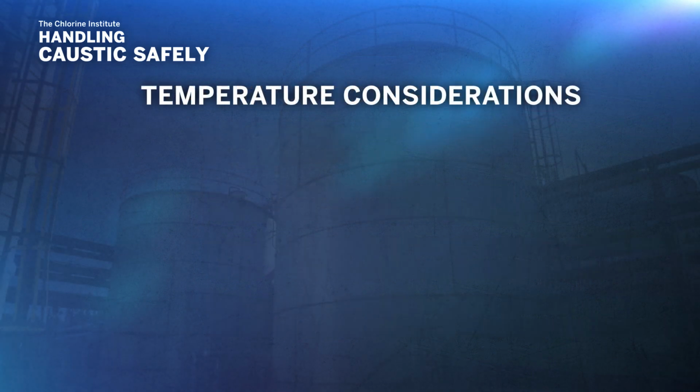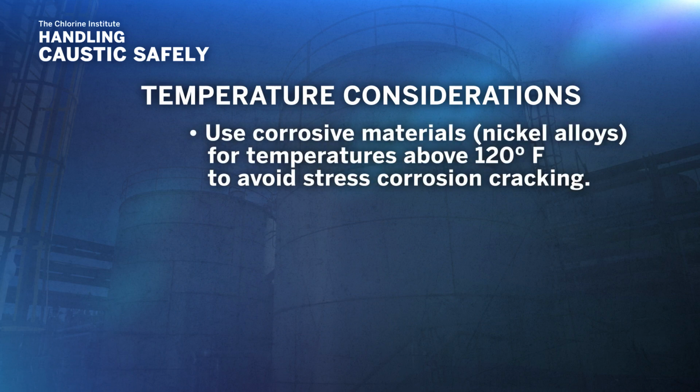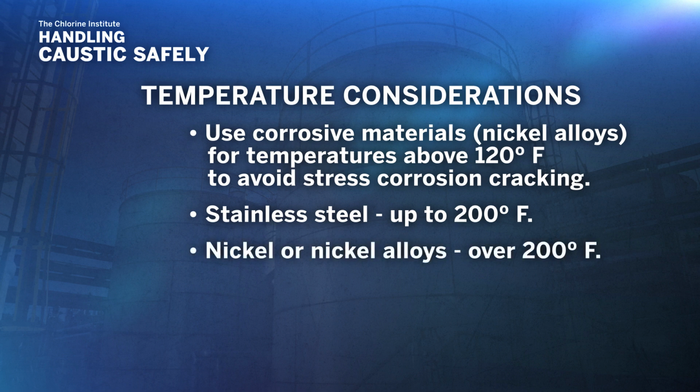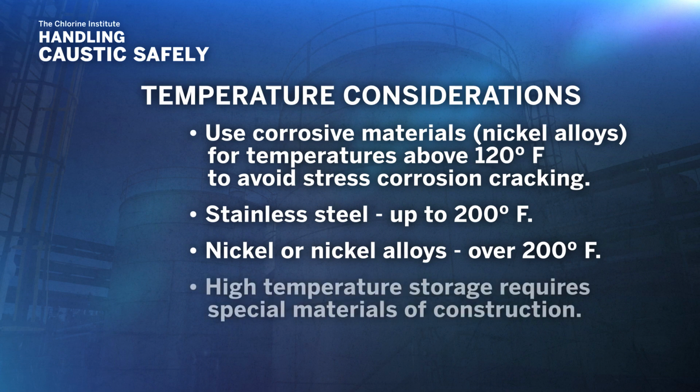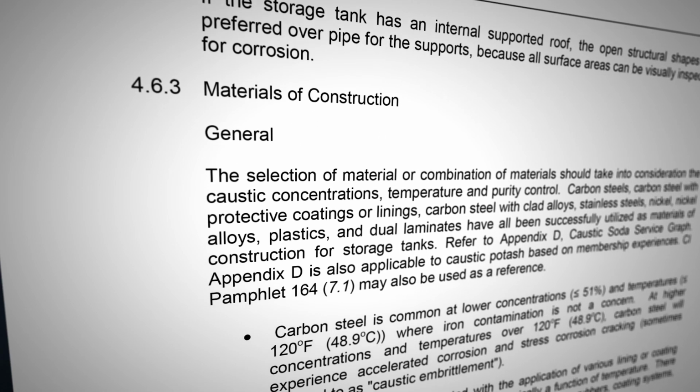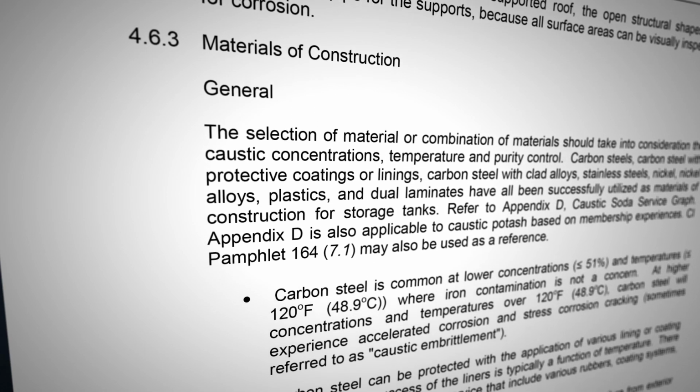As the temperature increases, caustic becomes more corrosive to many metals. Above 120 degrees Fahrenheit, more corrosion-resistant materials such as alloys of nickel should be considered due to stress corrosion cracking. Stainless steel has been used up to 200 degrees Fahrenheit. Nickel or nickel alloys are used at temperatures above 200 degrees Fahrenheit. Higher temperature storage requires special materials of construction. Reference Pamphlet 94 for additional information regarding materials of construction.